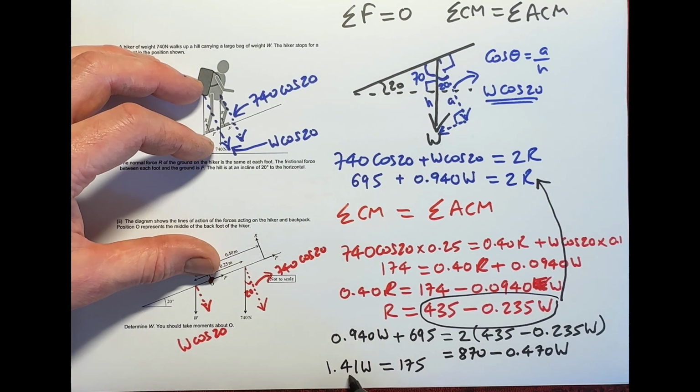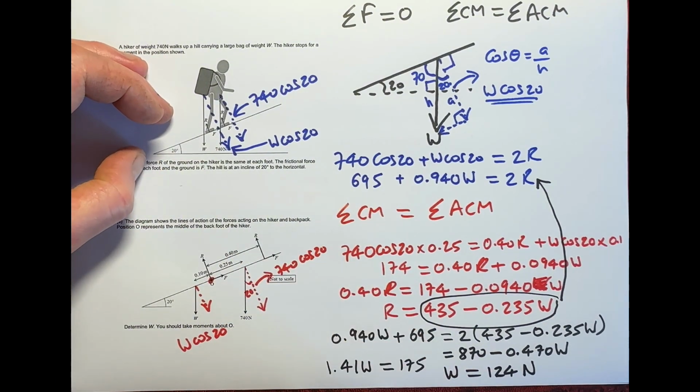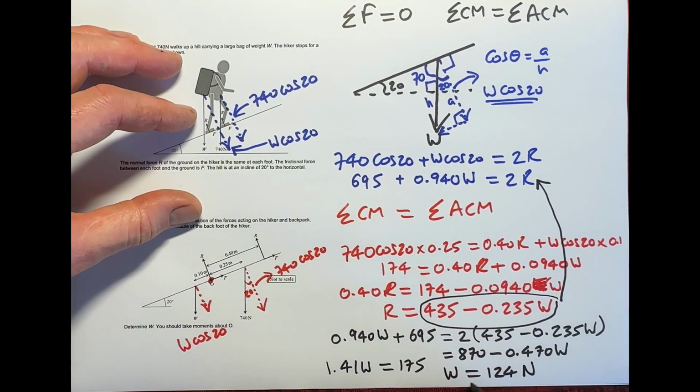And then I've got to just divide both sides by 1.41 now, and that will give us W equals 124 newtons, okay? And I've made that 3 significant figures because I think the data we were using was 3 significant figures earlier, okay? So there you go, that's the answer.